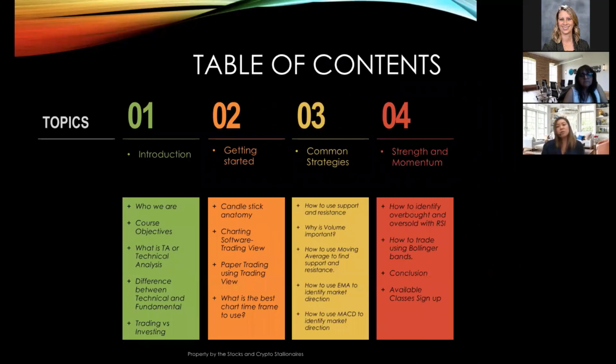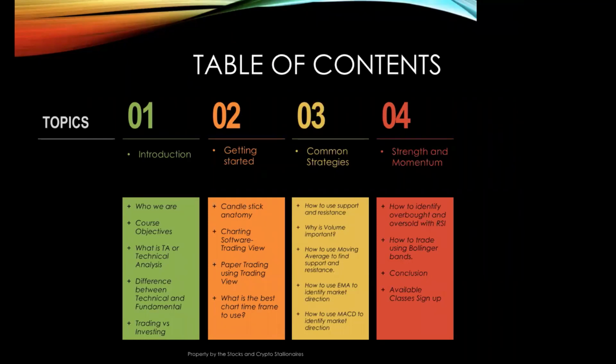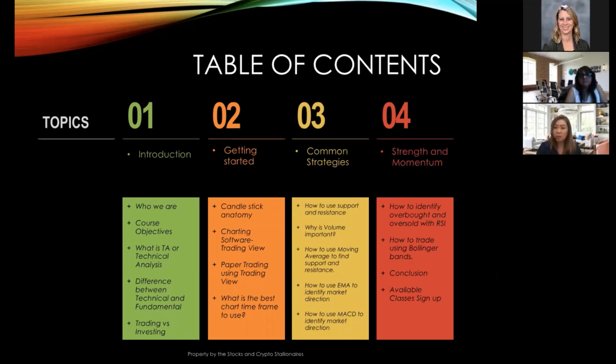Let's get started. For this course, I divided it into 4 different sections. I will start with some introduction, and then with getting started, we'll learn about candlesticks, TradingView, the software that I use, paper trading, and we'll talk about some time frames. Moving on, we'll be talking a little bit about common strategies. This is basically an overview of the common strategies that we use for trading, or what most traders are using. And then finally, strength and momentum.